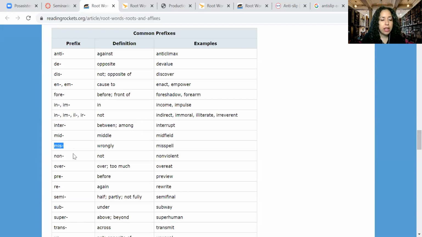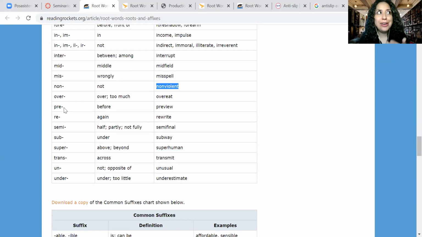Mis has the meaning of wrongly. For example, misspell. It's telling that the spelling is wrong. We also use this prefix a lot in English classes when we're saying, oh, that's mispronounced. It means that the pronunciation has a mistake, an error. Non. Come on, you have to know this one. It means not. For example, nonviolent. You shouldn't be violent, nonviolent.